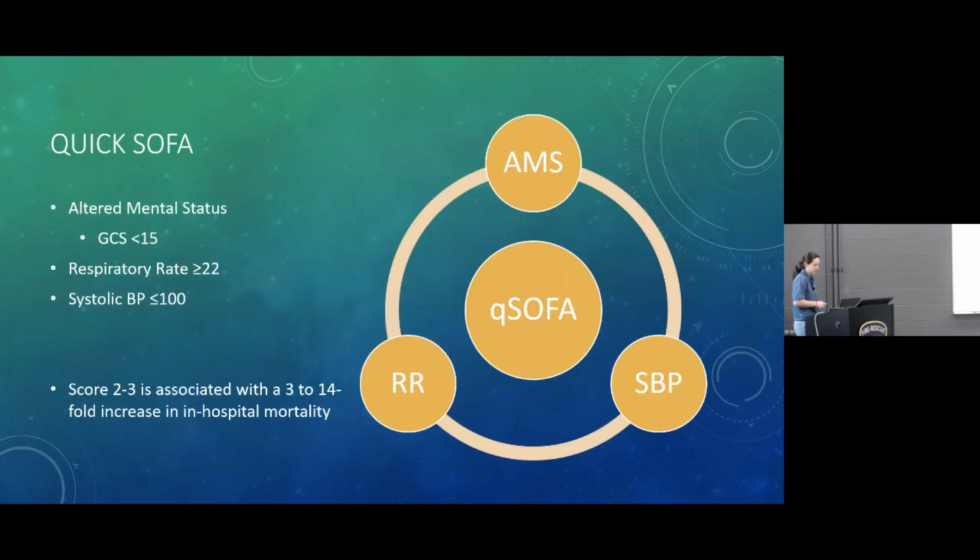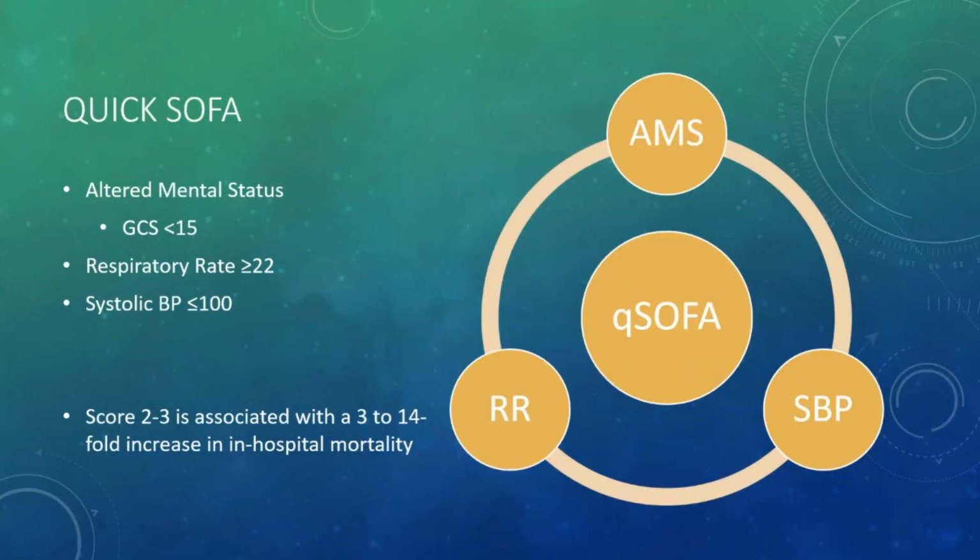Pretty high. So they came up with this thing called the Q-SOFA. It was introduced in 2016 also, and it's meant to be a rapid risk stratification of patients with suspected infection. It's neither very specific nor sensitive, but it's useful in unison with some other things that could be helpful.